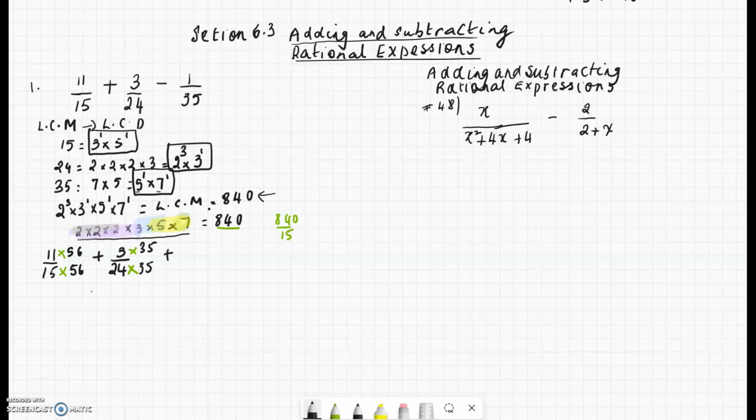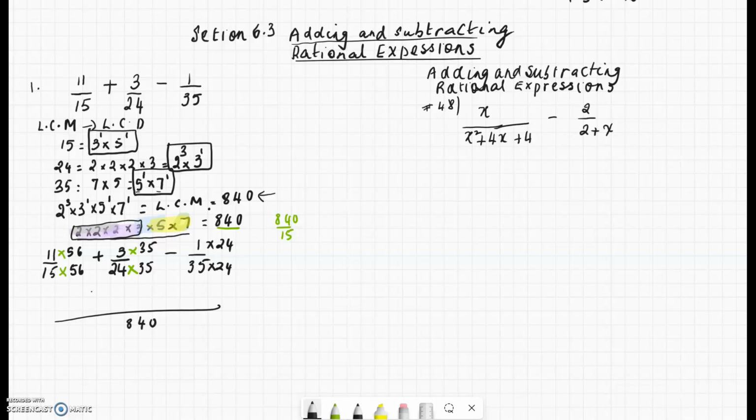And finally we have, minus 1 over 35. Now 7 times 5 is 35. Look at the yellow highlighted, and the rest of the factors would be 8 times 3 is 24. So I multiply the numerator and denominator with 24. So my common denominator I know for sure is 840.